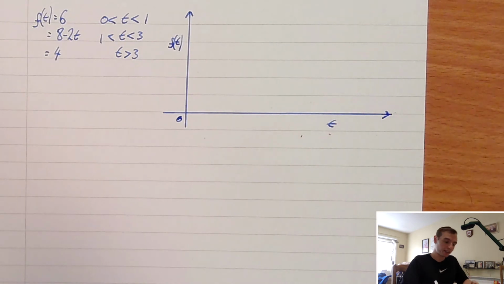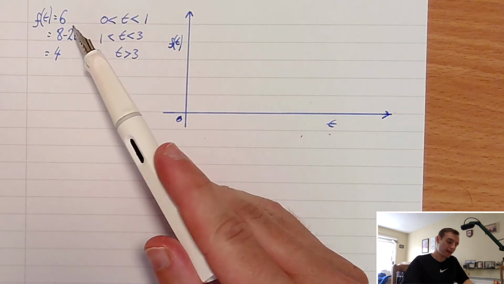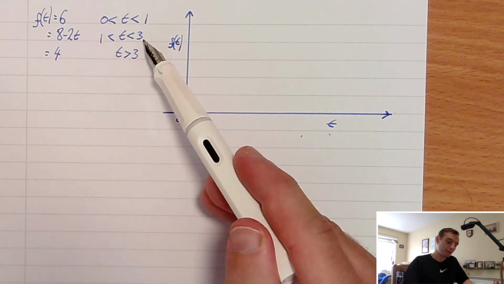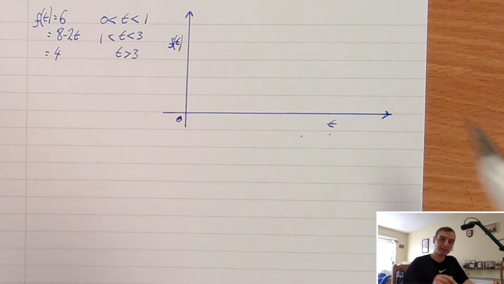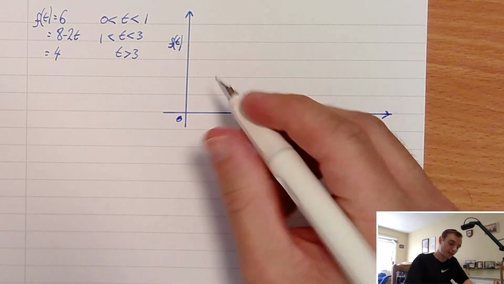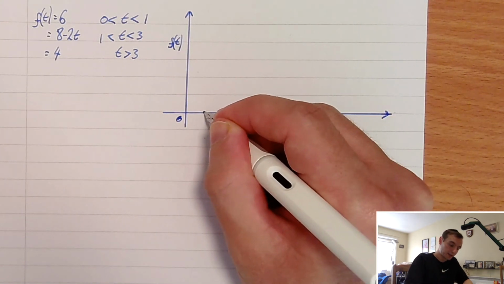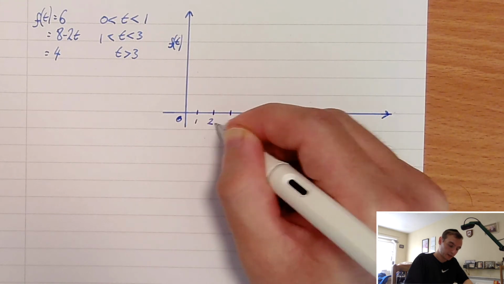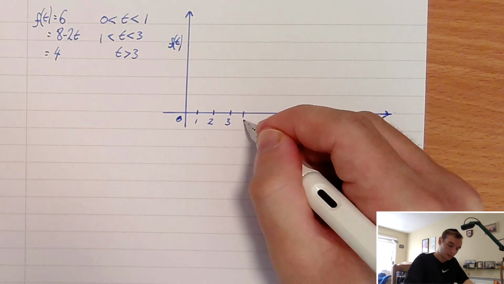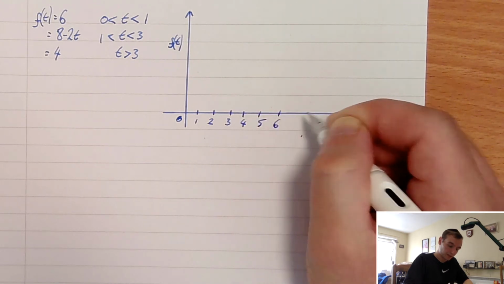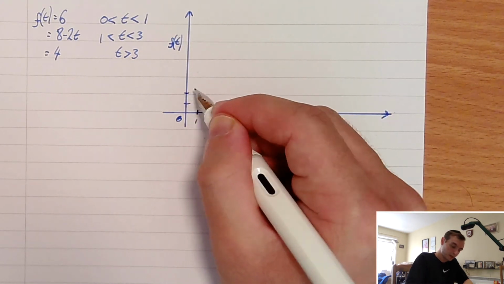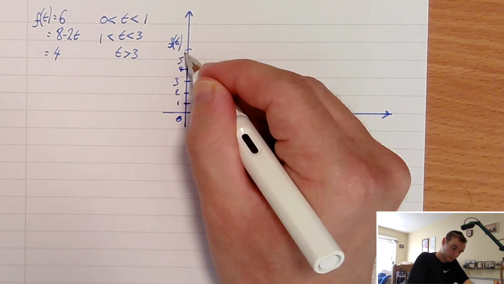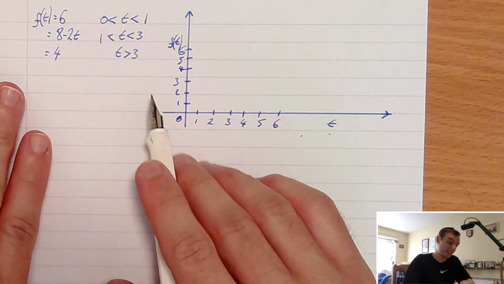Okay, let's have a look at another question. So in this question we have f(t) equals 6 between 0 and 1, 8 minus 2t between 1 and 3, and 4 for t greater than 3. So let's just draw a little scale here. So we've got 1, 2, 3, 4, 5, 6, and 1, 2, 3, 4, 5, 6. So we've got a sense of a scale now.